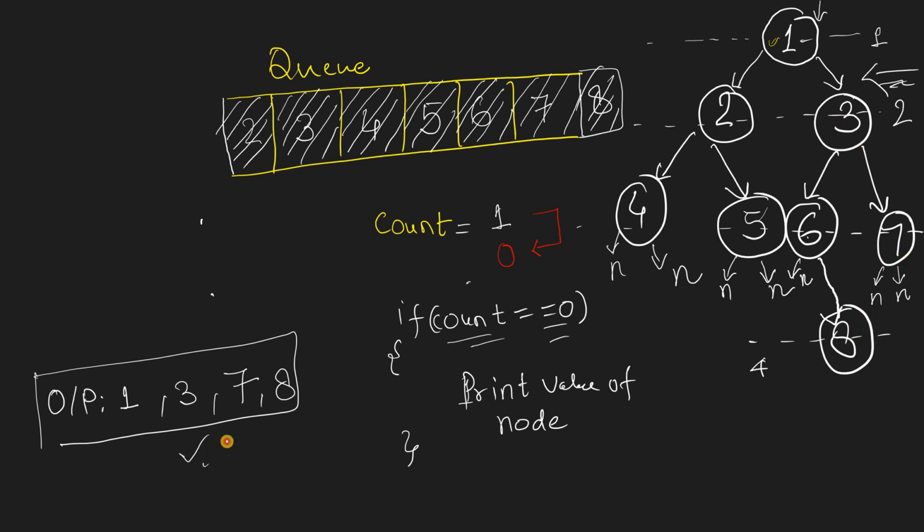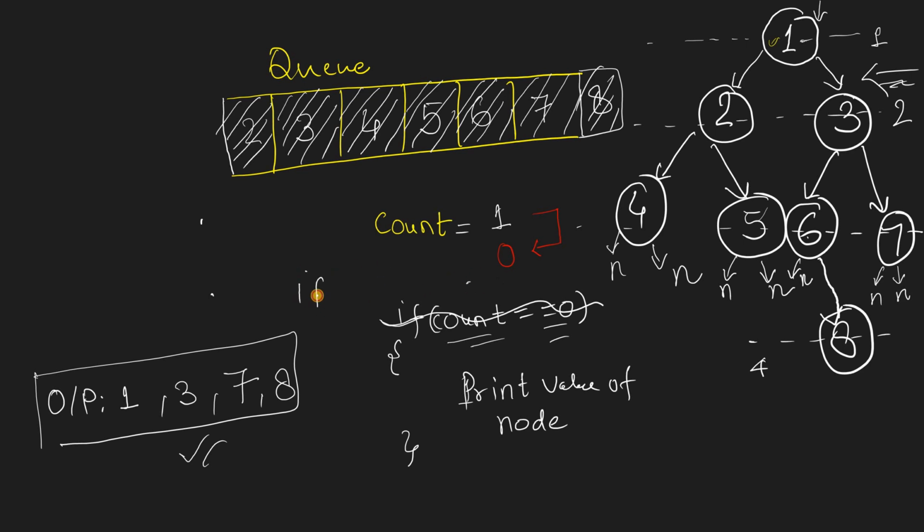Okay, so that's how we can implement the right view of the tree. Now if we need to print the left view of the tree, what change do we have to make? The only change we have to make here is that instead of checking for 0, we have to put the condition: if count equals q dot count. Let me erase this and write it in a proper manner.